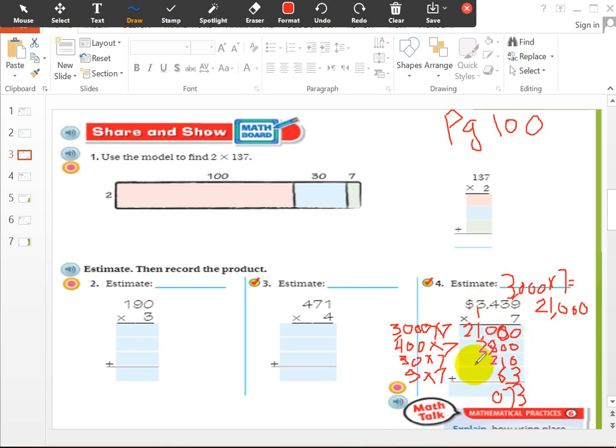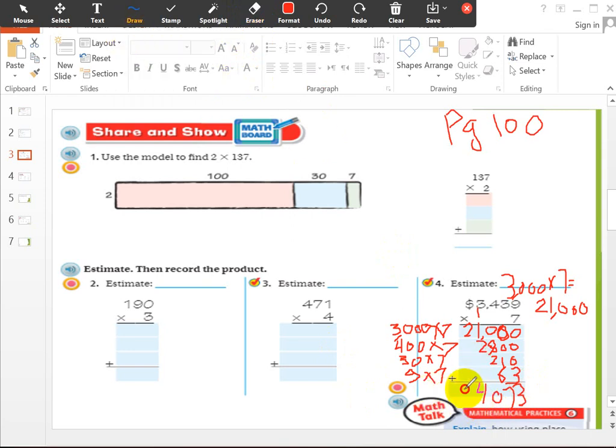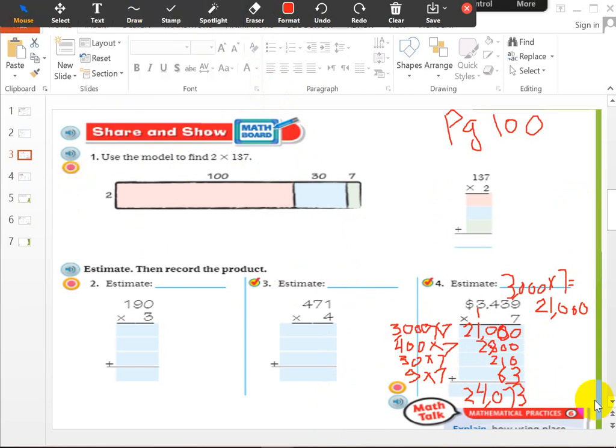4 plus, there is no number right here, so it will be 4 in the thousands, and there is no ten-thousands digit right here, so I will take this 2 and put it right here. So the answer will be what? It will be 24,073. Okay, if you finish, please type 1 in the chat box. If you finish this exercise, type 1 in the chat box, because we will move to page 101. Okay?